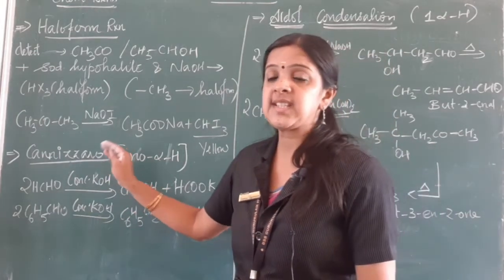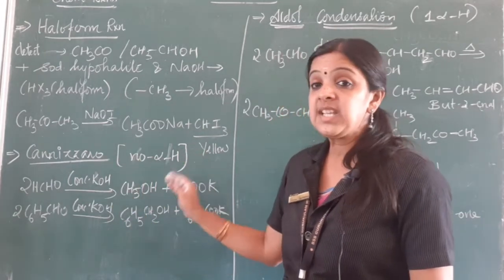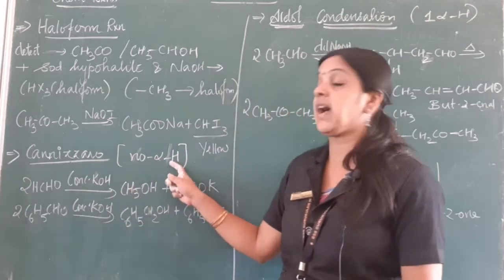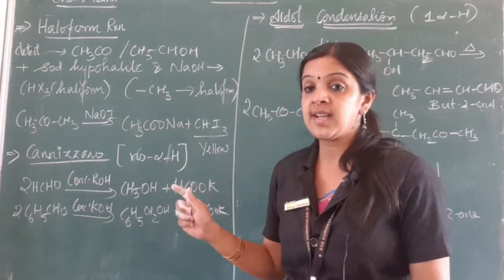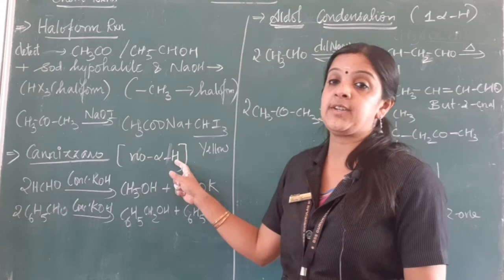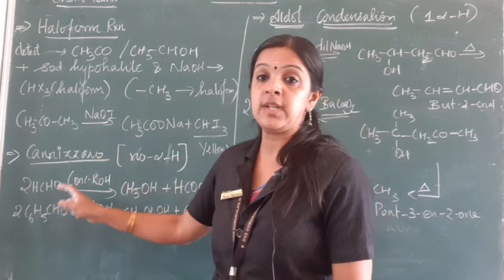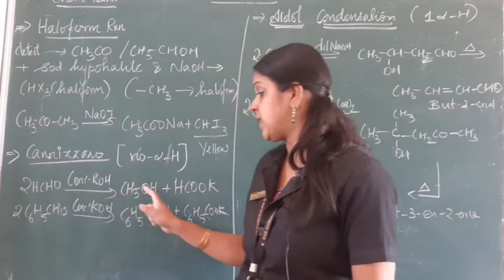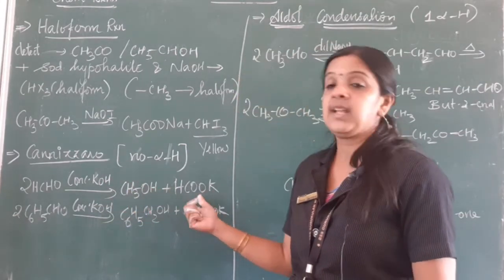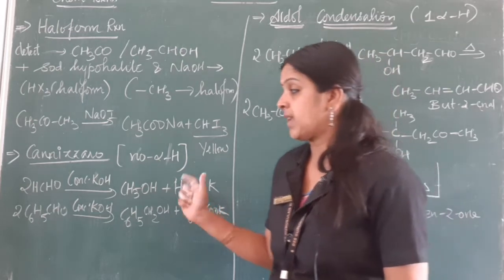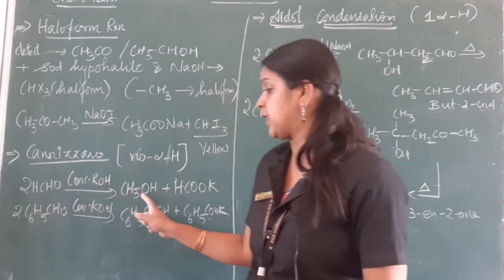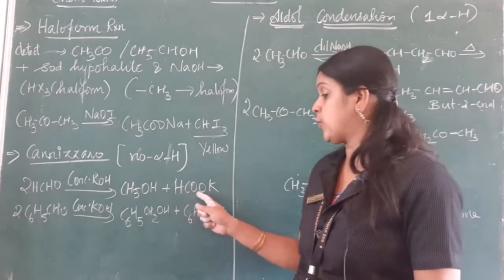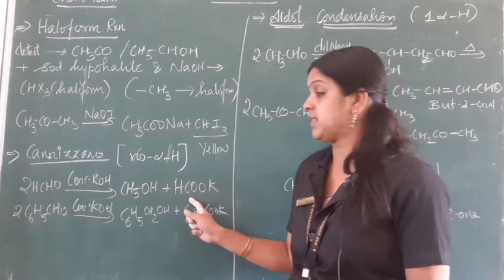The next one is the Cannizzaro reaction. These are my carbonyl compounds which do not have an alpha hydrogen. When aldehydes do not have an alpha hydrogen, those compounds undergo a reaction with concentrated potassium hydroxide to form an alcohol and a salt of an acid. That is, formaldehyde will give methanol and HCOOK, that is, the potassium salt of formic acid.